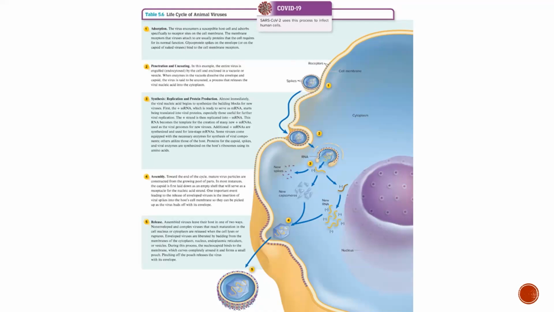Then 3, it's going to be released out. Any of its RNA or DNA will be released into the cytoplasm, and it can be used for replication of its genome, copying more copies of the RNA or the DNA, and then also production of any of the protein components. So things like new spike proteins, capsomeres, maybe if it has one special enzyme, any of that is going to get made in step 3.